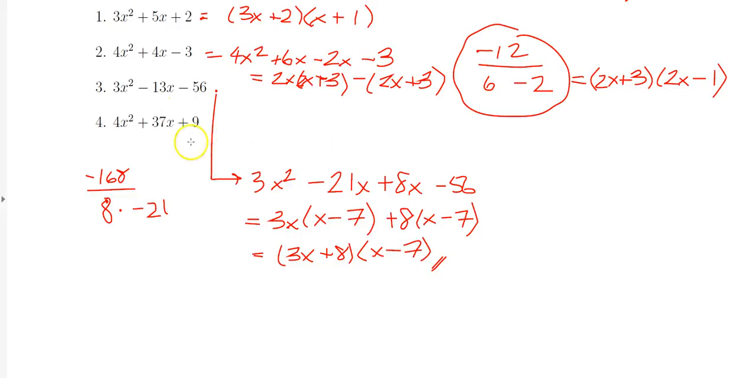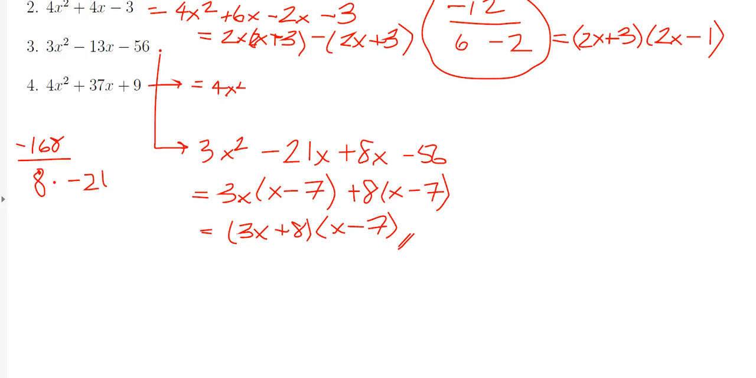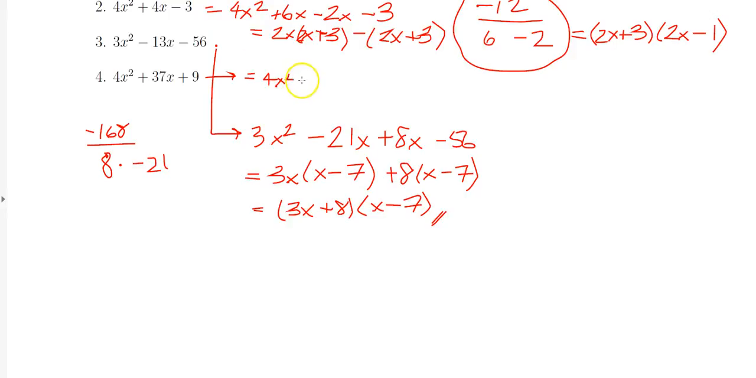And in problem 4, factors of 4 times 9, that's 36, that add up to 37, are 36 times 1. So what if we wrote that as 4x squared plus 36x plus x plus 9.